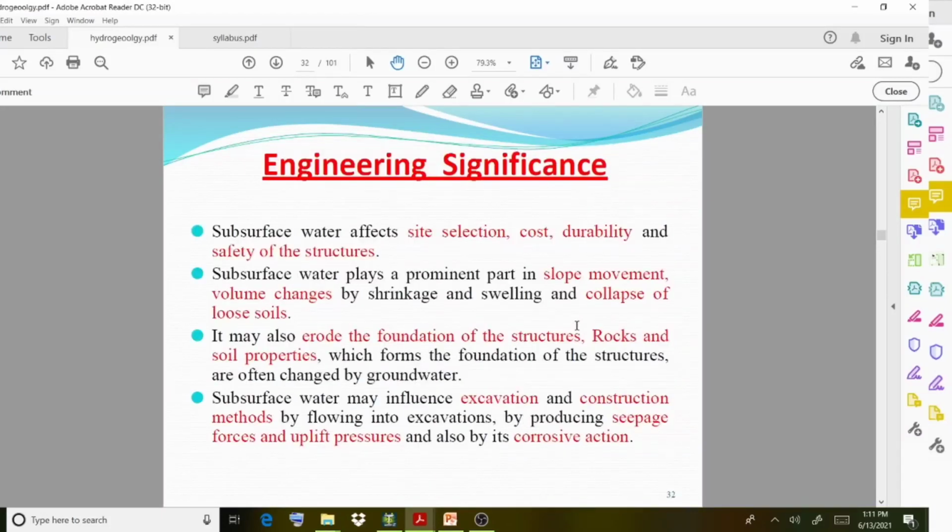Engineering significance: the subsurface water affects site selection, cost, durability and safety of the structures. One of the important things is that the subsurface water affects the site selection in the first case.